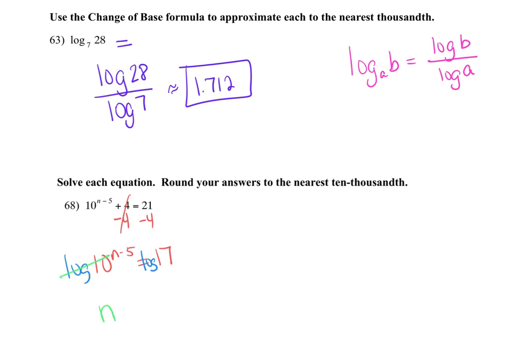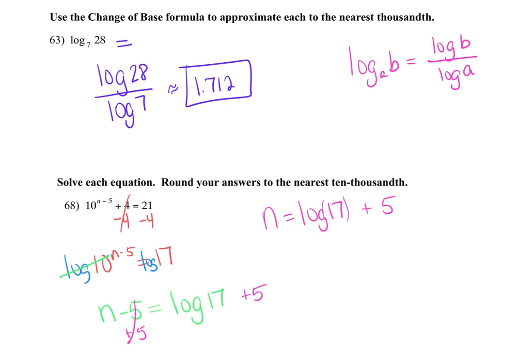And I am left with just that exponent of n minus 5. On the right, I have log of 17. Now I have a really easy problem. I just add 5 to both sides. And so my n is going to equal log of 17 plus 5. Make sure you close parentheses in your calculator. Make sure you open and close parentheses there.